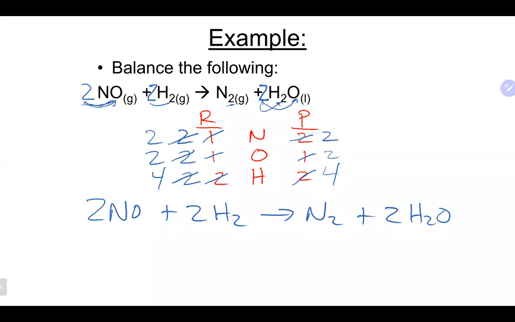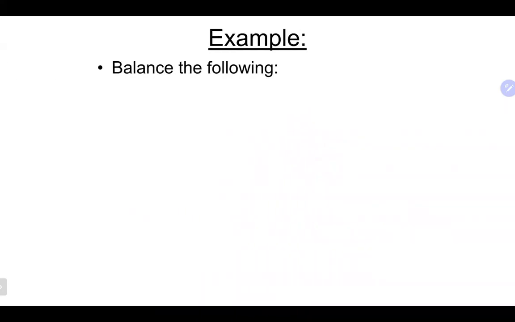The coefficient always goes for all the elements in the formula behind it, and you basically multiply the coefficient by the subscript, the small number on the bottom. Remember, if there is no number, it's assumed to be 1, so that's how come it's 2 times 1 and so forth. Any questions on that one? All right, why don't you try one here then, balance this equation here, see what you come up with.